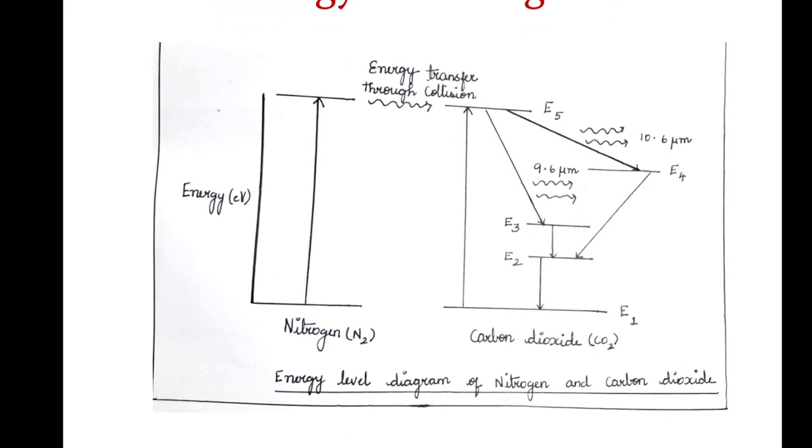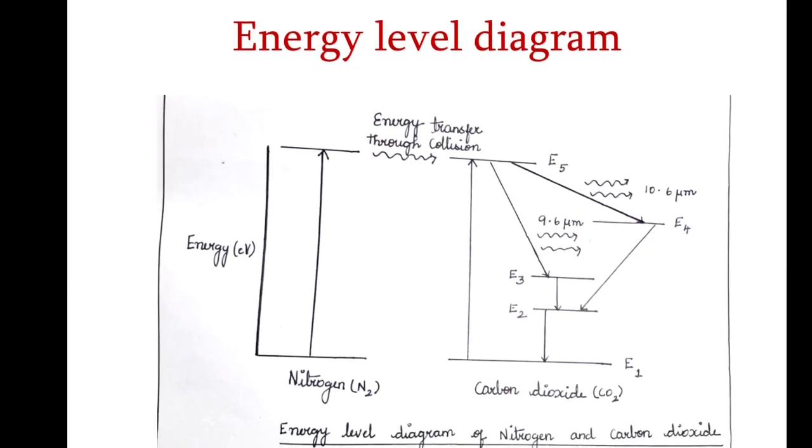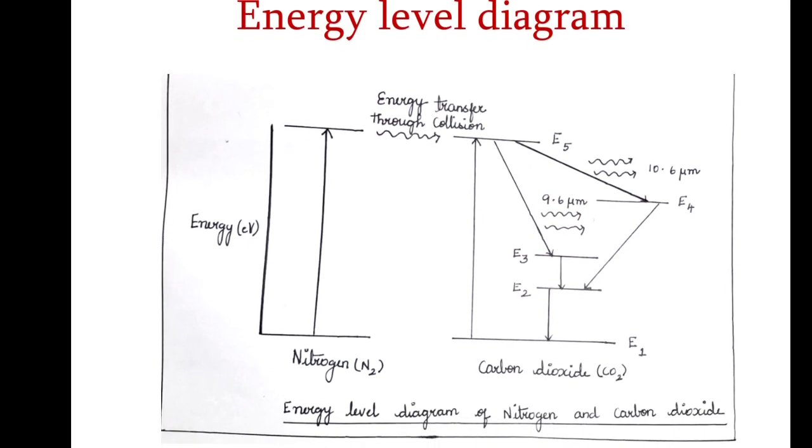One is completely reflecting, another one is partially reflecting to form an optical resonating cavity. Now let us discuss the working. To understand the working part, we need to understand the energy level diagram. See, on the left hand side, we have an energy level diagram for the nitrogen. So initially, the mixture of gases will be at the ground level only.